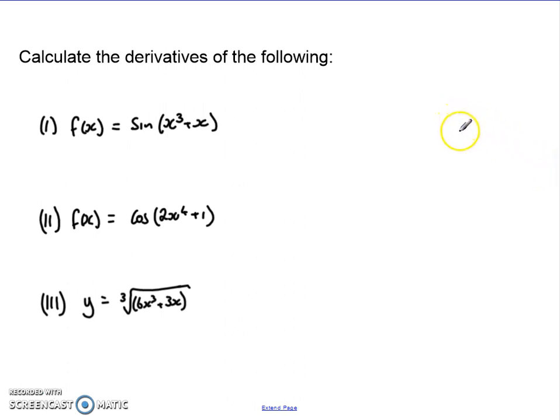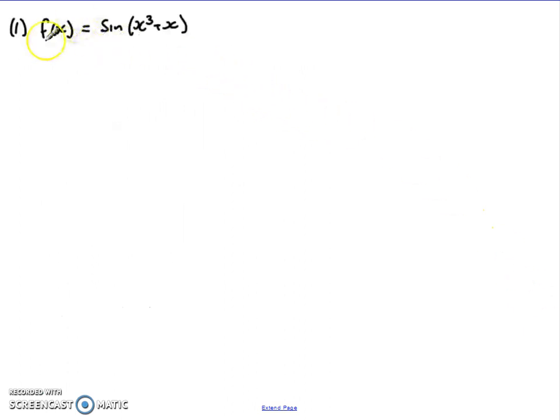So just a quick refresher for you, these were the three questions. I wanted you to calculate the derivative of each of these. The first one was f of x equals sine of x cubed plus x. Second was f of x equals cos of (2x to the power 4 plus 1). And the third one was y equals the cube root of 6x cubed plus 3x. So here we go.